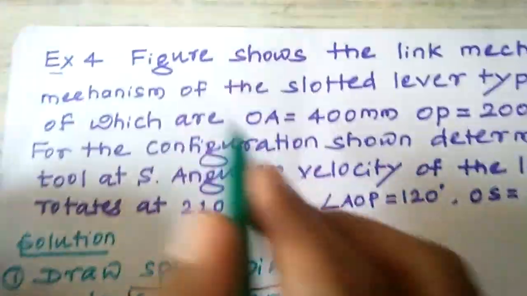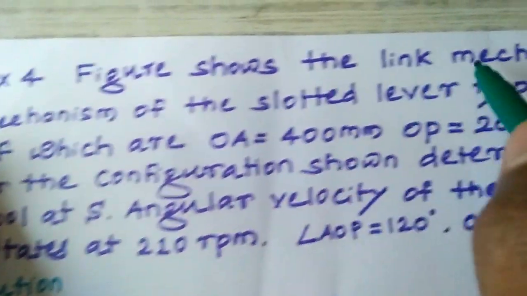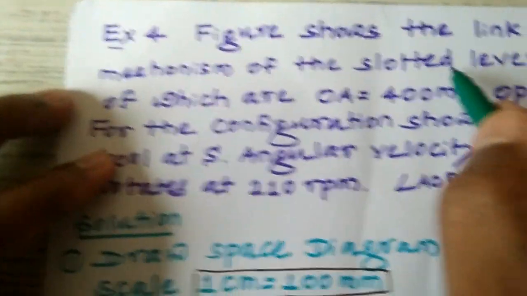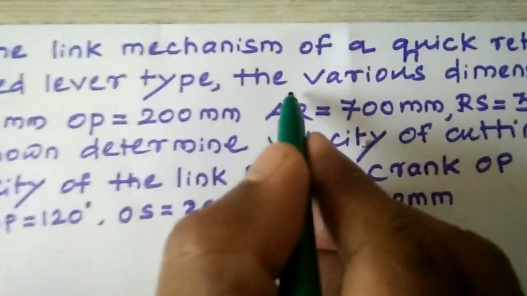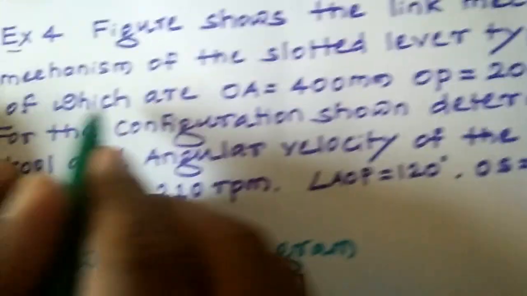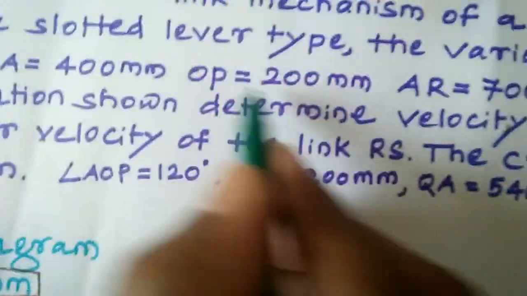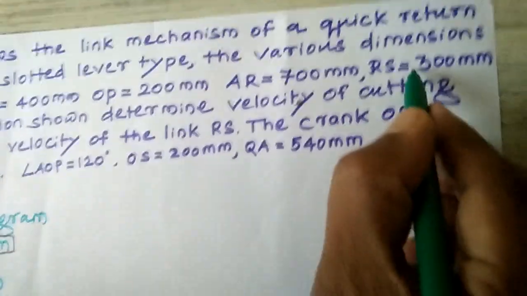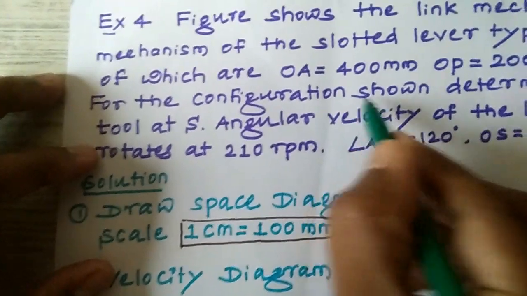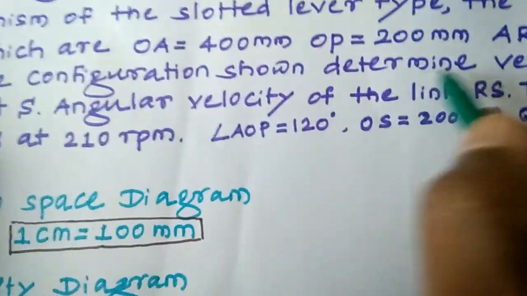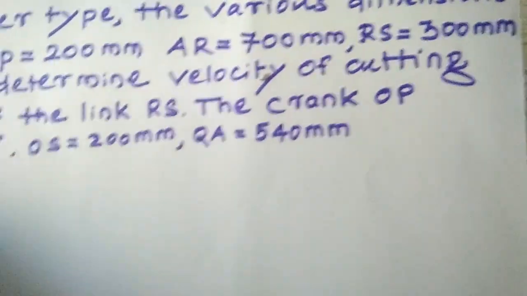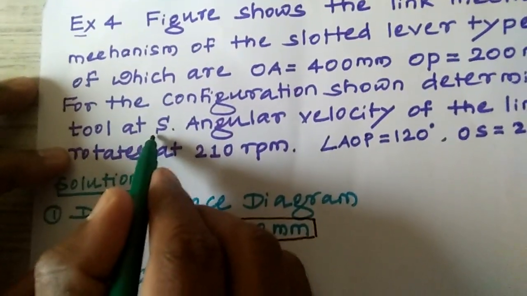Example 4. The figure shows the link mechanism of the quick return mechanism of a slotted lever type. The various dimensions of which are OA 400 mm, OP 200 mm, AR 700 mm, RS 300 mm. For the configuration shown, determine the velocity of cutting tool at S.